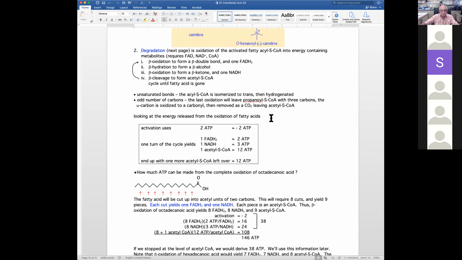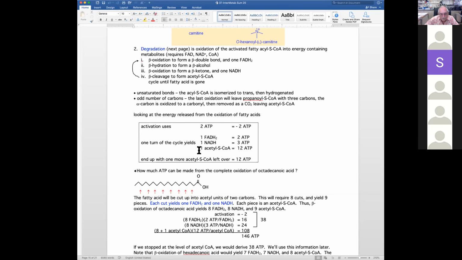If you look at the energy expenditure, activation needs 2 ATPs. Then every turn of the cycle, you make an FADH2 and NADH, and you make an acetyl coenzyme A. So every cut gives you this, and at the end, you end up with 1 extra. That's the one last acetyl CoA that's left over.